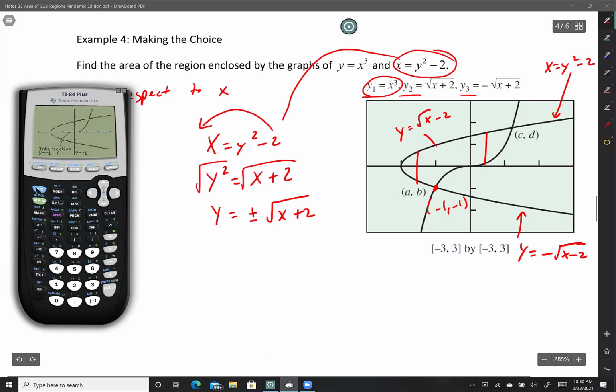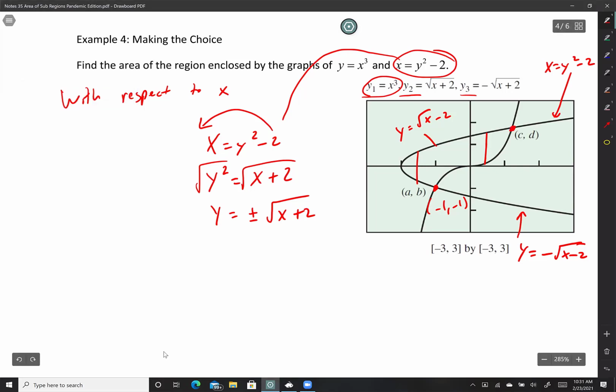So here we go. Second, calculate. Number 5. And then it says first curve. Well, nope. There it is. Push up and down. I want that curve. Enter. Second curve, I want the x cube curve. No, not that one. Not that one again. There it is. Second curve, x cubed. Enter. Guess. There's only one intersection, so you can just push enter again. And boom, there it is. Here's what I get. I'm gonna write it over here.